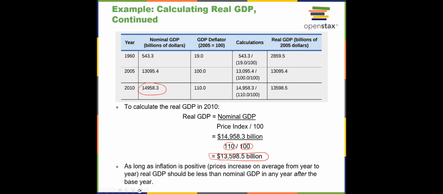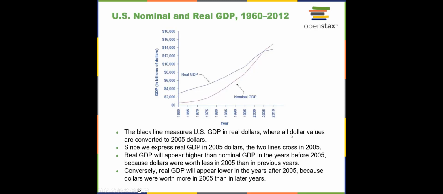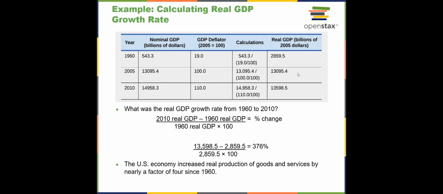As long as inflation is positive, real GDP should be less than nominal GDP in any year after the base year. You can see here that real GDP after the base year is lower than nominal GDP, but before the base year, it's higher than nominal GDP. And the next thing that we need to know is how to calculate the growth rate. We want to know how much the real GDP changes from one year to another.